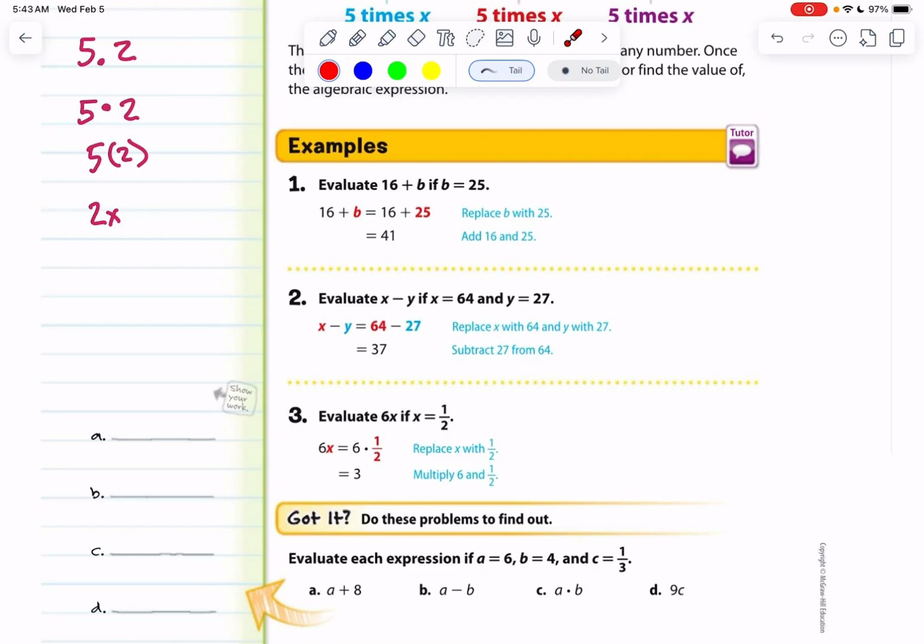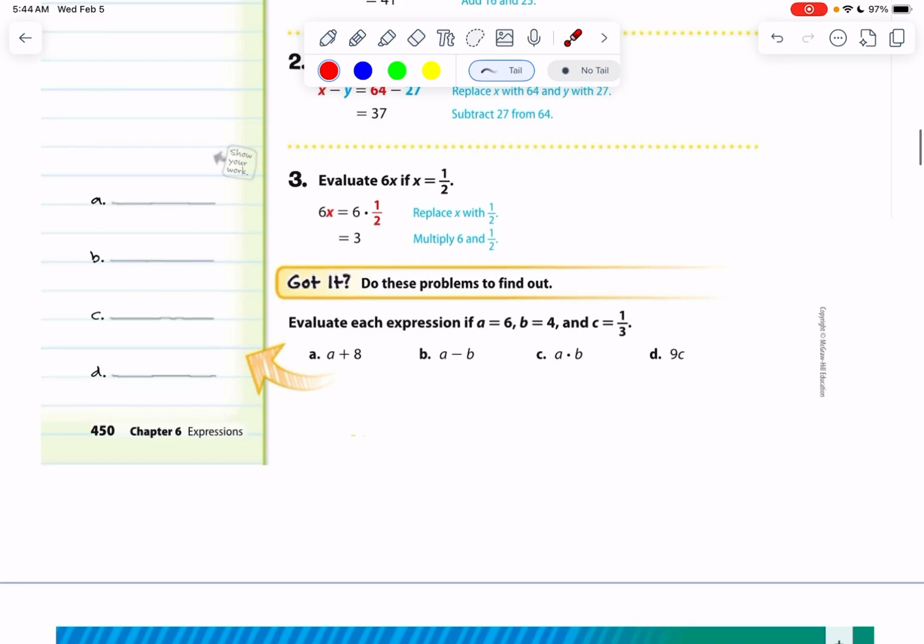Evaluate, that means solve. x minus y if the x equals 64 and the y equals 27. So we will plug 64 where x is, and we'll put 27 where the y is. That gives us 64 take away 27, which is 37. Okay? Evaluate 6x. That means 6 times x, right? But we didn't want to do x times x, because then we wouldn't know, is that a variable? Is that a multiplication symbol?